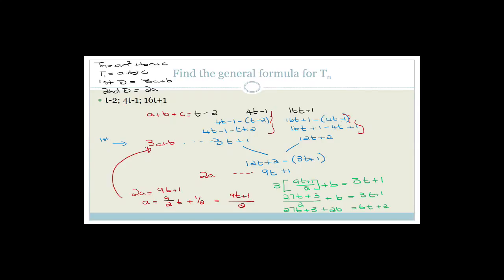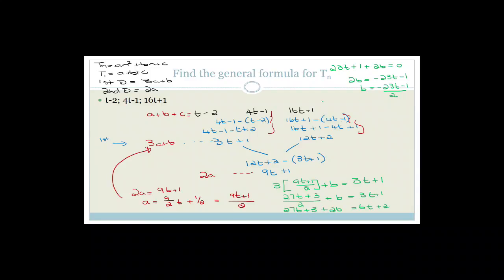So 27t minus 6t is 23t. And then plus 3 minus 2 becomes plus 1, plus 2b equals 0. So obviously we're solving for 2b, so let's take everything to the other side. So we got 2b is equal to minus 23t minus 1. So b is going to be minus 23t minus 1 all over 2. What a horrible sum. Okay, so let us have a look at this.